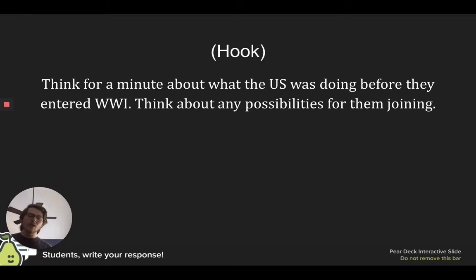And now think of any possibilities for them joining. Obviously, you can write down if you know the answer. I mean, there's a couple of answers you can go with, but just think for a minute. What do you think could even prompt them from getting into war? What is the reason America has to join in a European war, essentially?